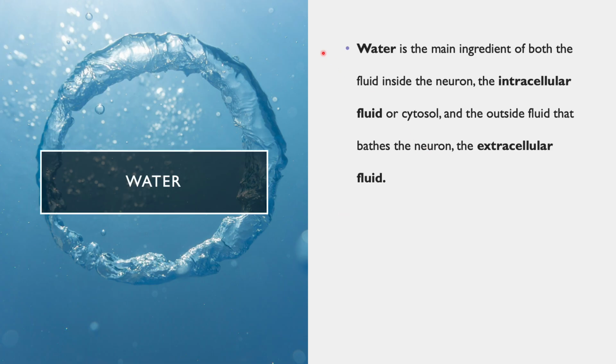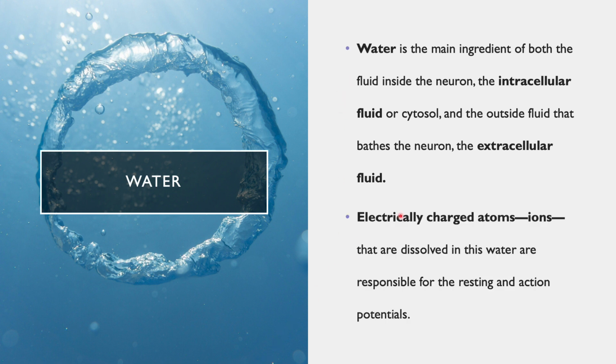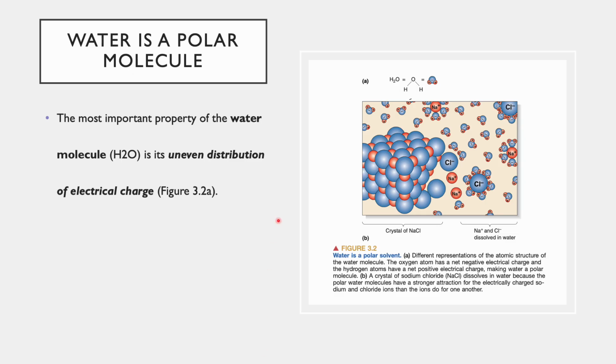Water is the main ingredient of the fluid outside of the cell, which is the extracellular fluid, and inside of the cell, which is the cytosol. We have electrically charged atoms known as ions that are dissolved in water that play a role in neuronal rest and nerve impulses known as action potentials. Remember that water is a polar molecule. It has an uneven distribution of electrical charge.